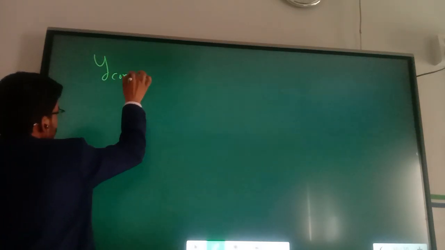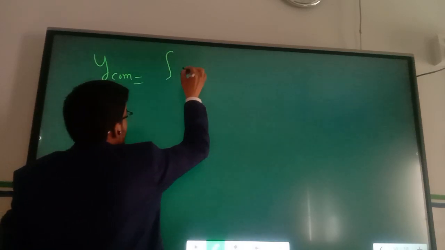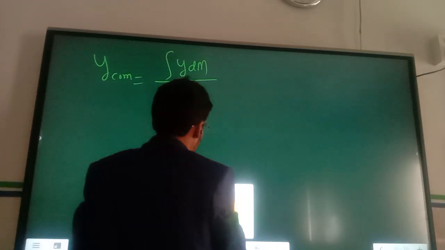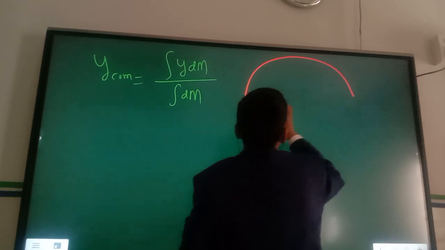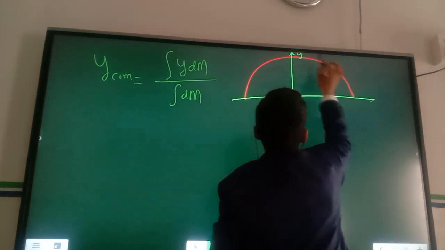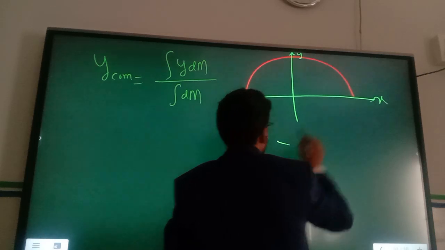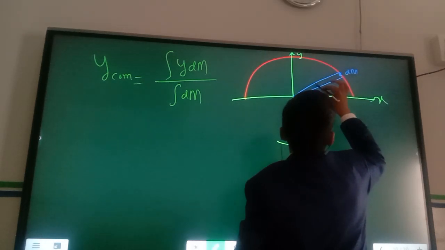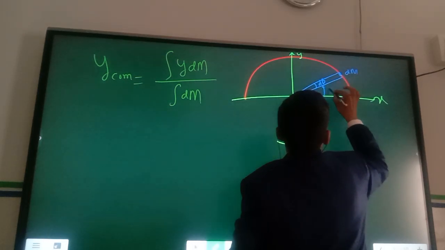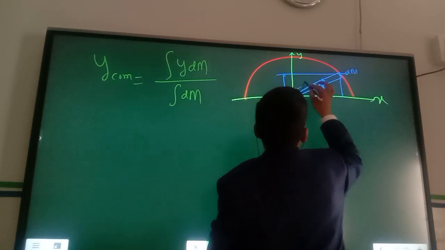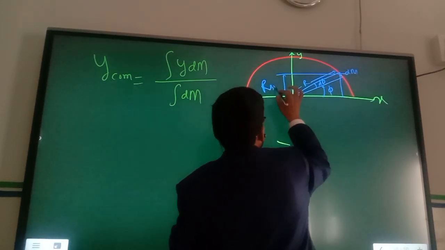Okay. Now for y center of mass, for a continuous body we have integration of y dm upon integration of dm. Now this is the semicircular ring, this is the x axis and this is the y axis. Here this is a small dm element, this angle is d phi, and this angle suppose phi. So the y component for this dl element, this is r basically, so this is r sin phi.